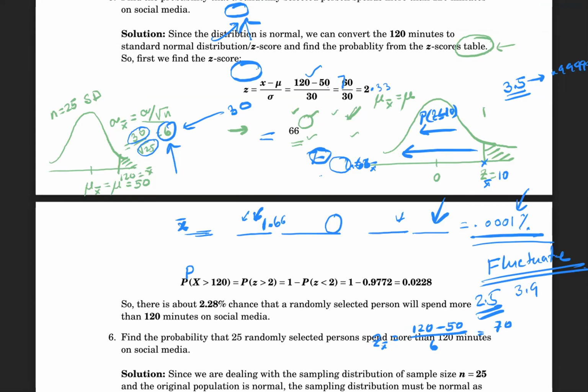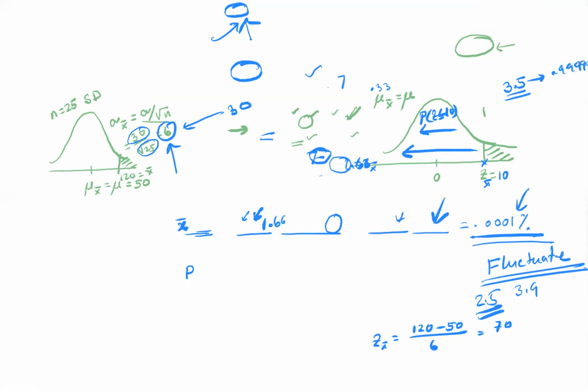But anyway, this is going to be 70 over 6, which is going to be 11.66. So technically, the probability of x bar greater than 120 is the same as the probability of z sub x bar greater than 11.66 instead of 10. This was 10 before, but it really doesn't make a difference because this is such a high standard deviation that it's not even in the table, it's off the chart.